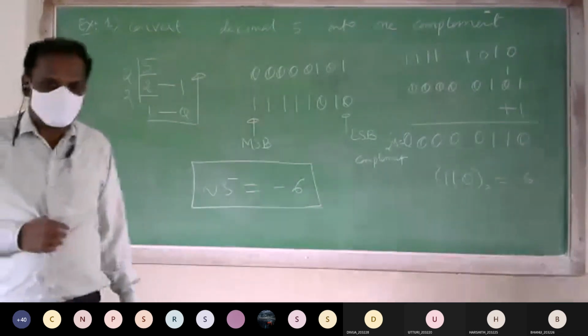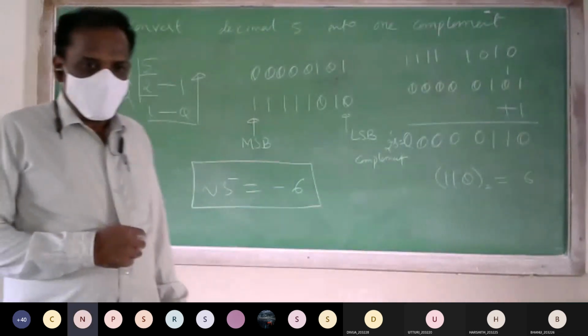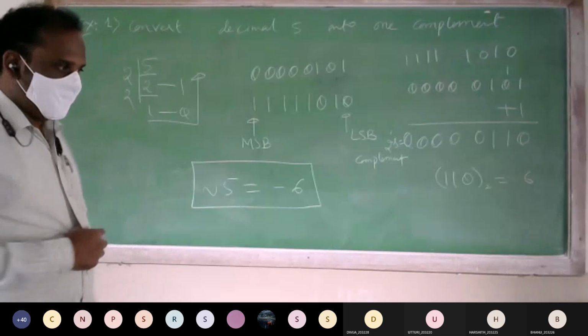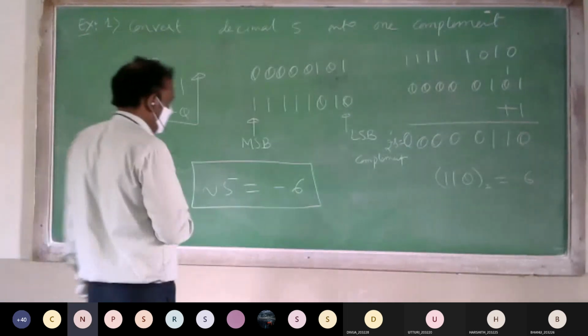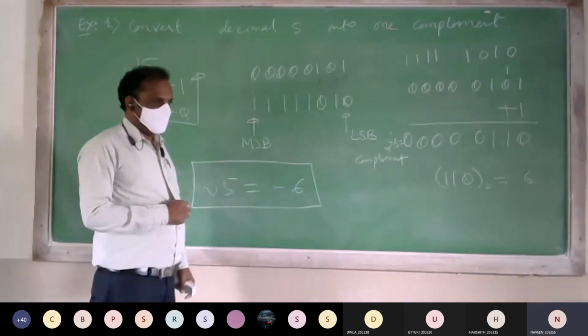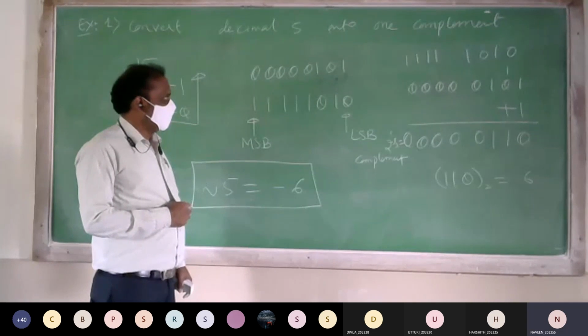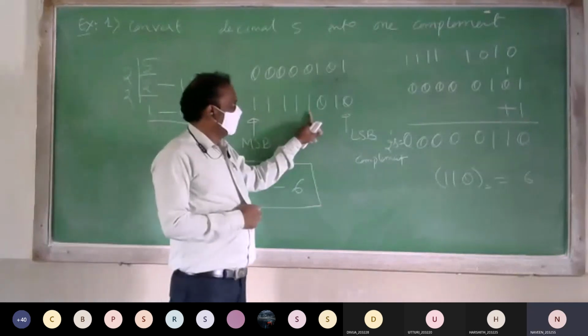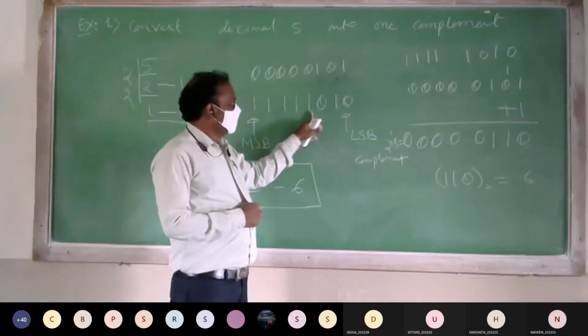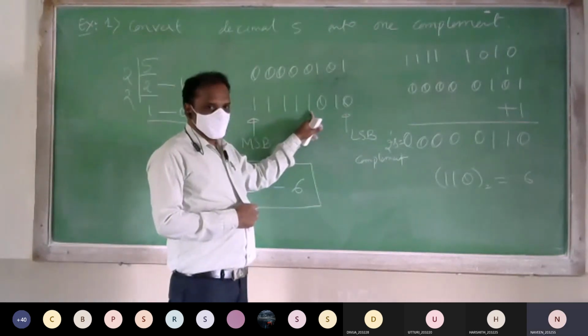Still confusion or understood? Sir, if we take only 4 bits, and the MSB is 1, what about that number? Here, this is also a negative number.